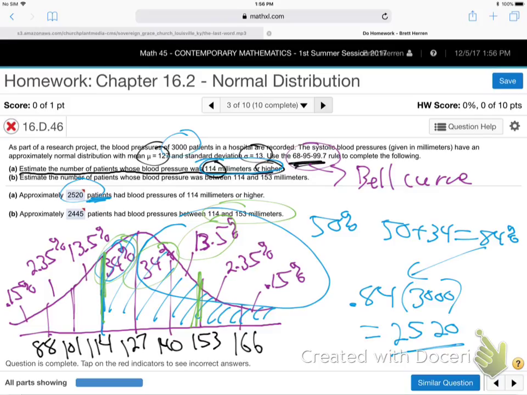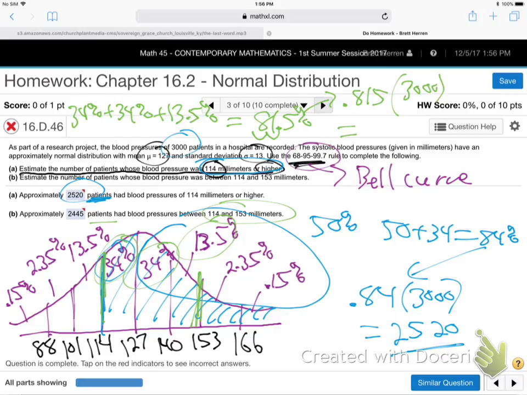34, 34, and 13.5: 68, 78, 81.5%. That's the percentage, and now they actually asked how many patients, so now I've got to make that a decimal. 0.815, right? You always go back two places, times 3,000 total patients equals 2,445, which is the answer we got.